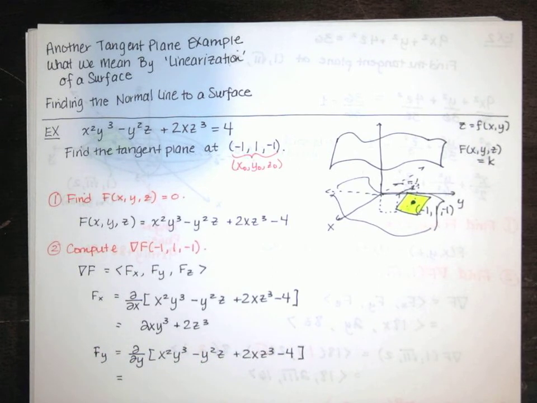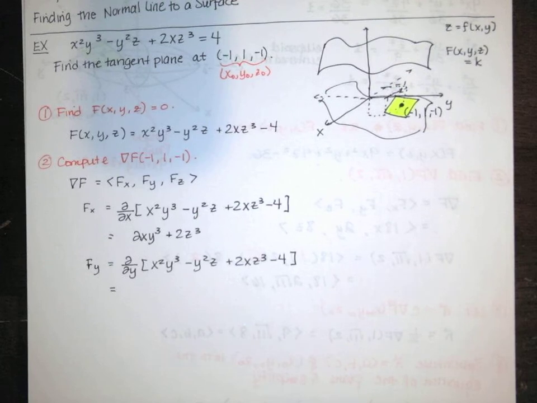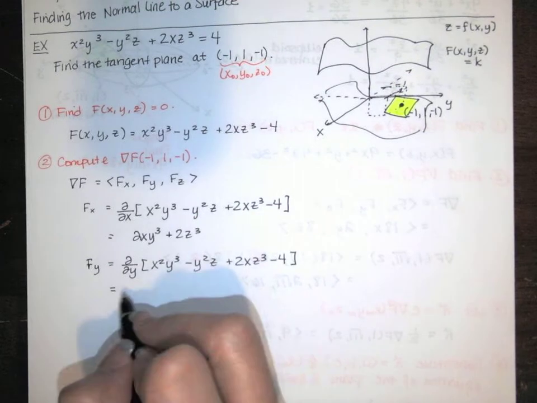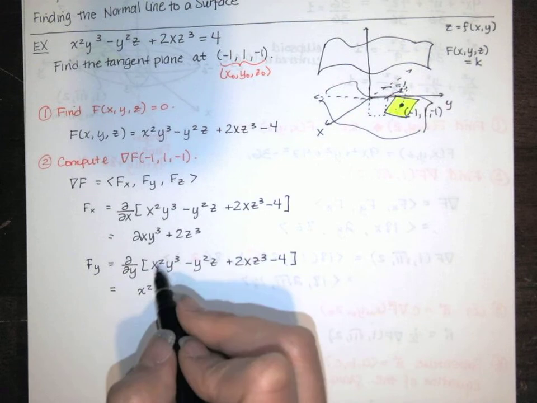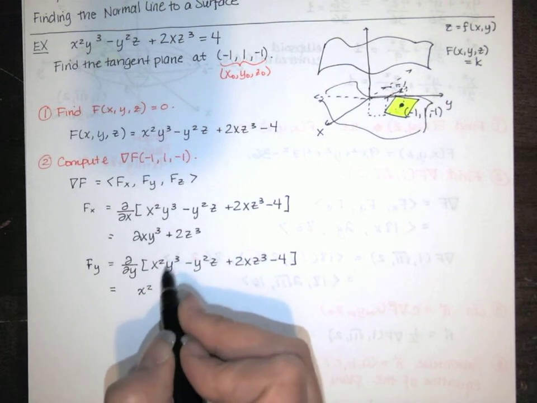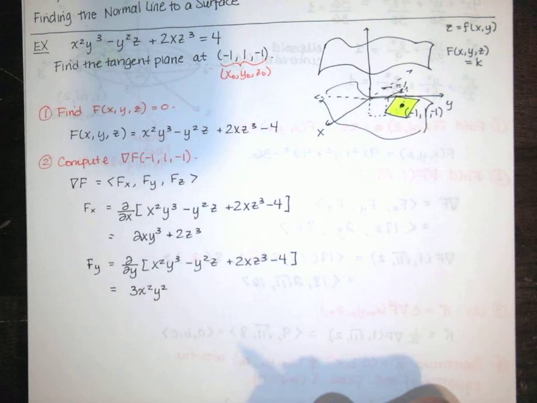Treat x and z as constants and differentiate with respect to y. Since x is a constant, I'll bring down my x squared because this is a constant times a function of y. So bring down my constant and I take the derivative of y cubed with respect to y. That's 3 times y squared.